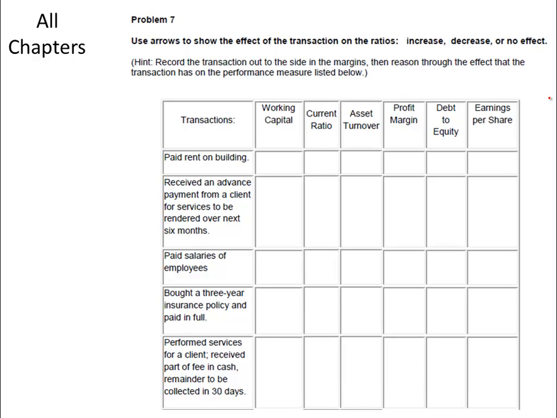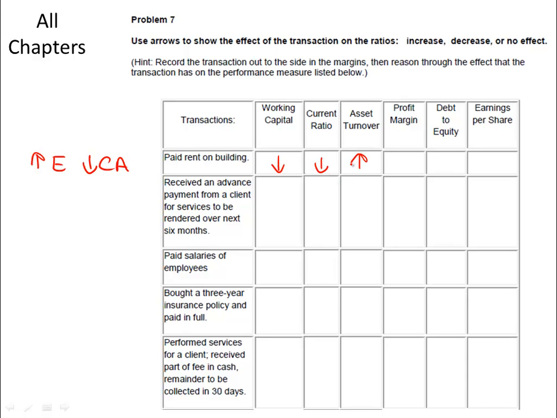Knowing what you do about the ratios, we're going to look at how different transactions impact them. So if we paid rent on a building, that would increase an expense, rent expense, and it would decrease a current asset, cash, wouldn't it? So if that's the case, then working capital, current assets minus current liabilities, would be decreased. Your current ratio would decrease as well.